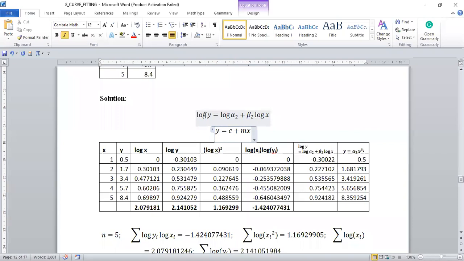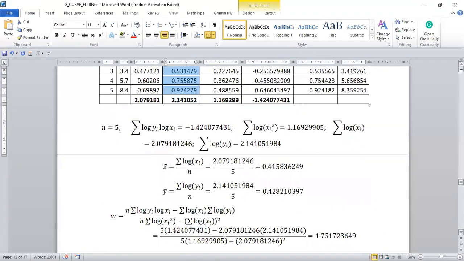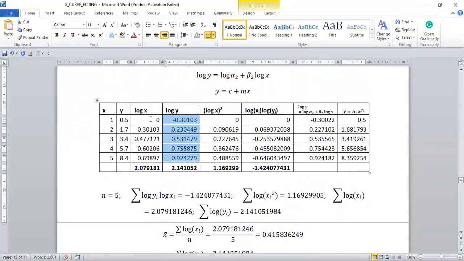So instead of the normal y, we're using log y. Instead of the normal x, we're using log x. So the first thing is that you're going to take the log of x, then the log of y. This is the log of x, then this is the log of y. Then remember we want to get the intercept. So to get the intercept, we need to get the summation of this, the sum of the y. Then we need to square the x, then get the summation. Then we need to multiply x by y, then we get the summation. So this is what we've just done.